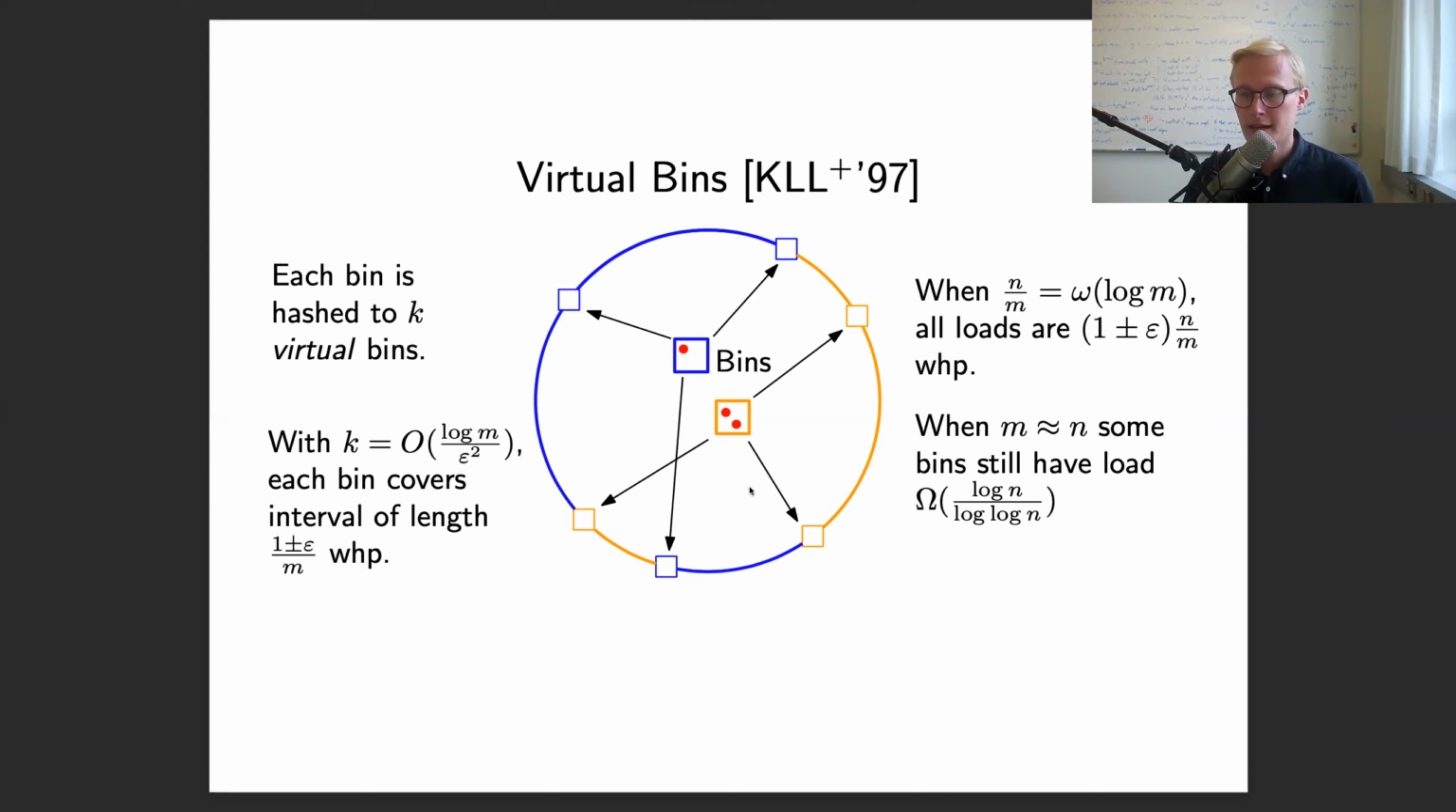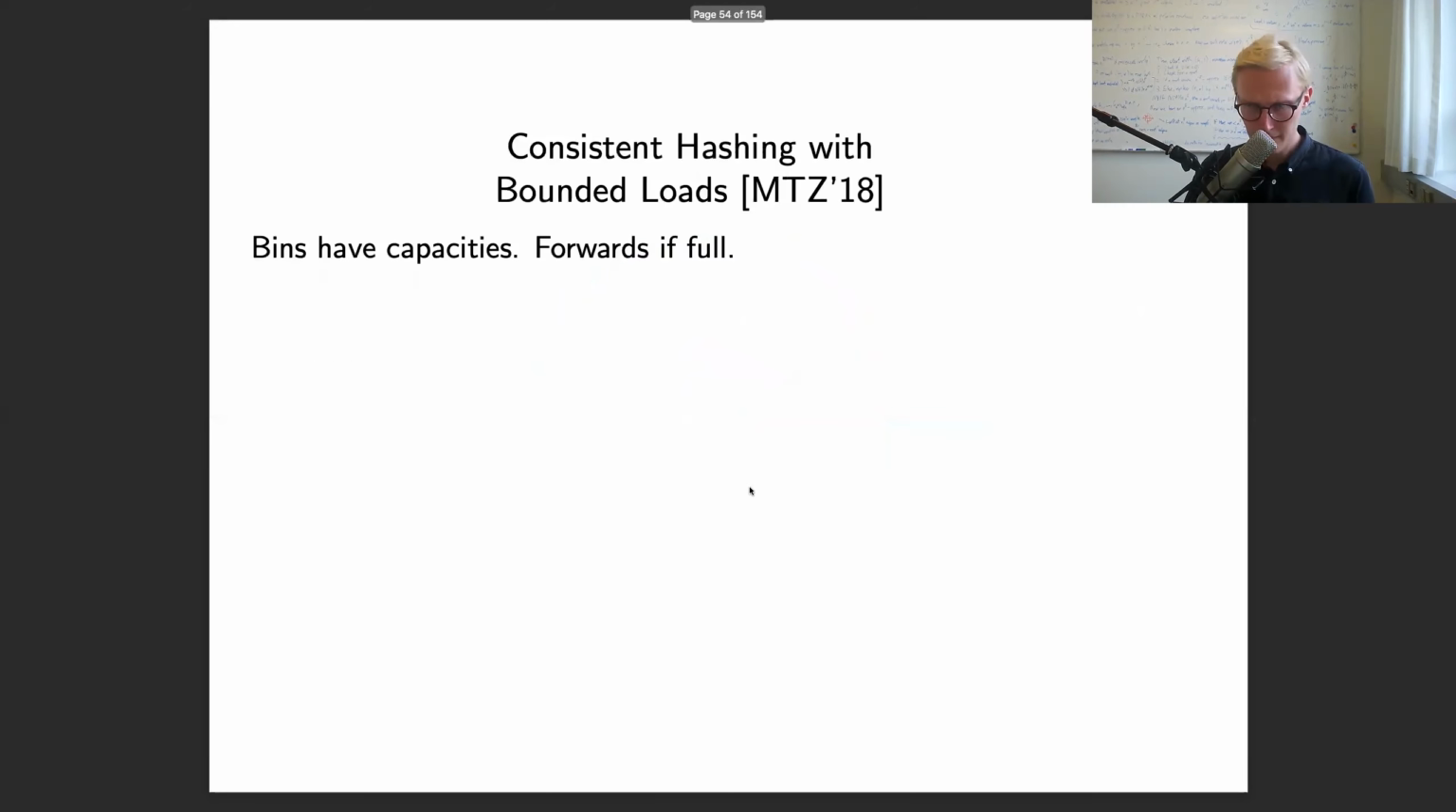However, if we are in the lightly loaded case where, for example, we have the same number of balls and bins, then even with a perfectly uniform bin cover, we will still have that some bins have load at least log n divided by log log n, whereas the expected number of balls in a bin is a constant. And that is in fact the case even just distributing n balls into n bins completely uniformly at random. So we still get some quite heavily loaded bins.